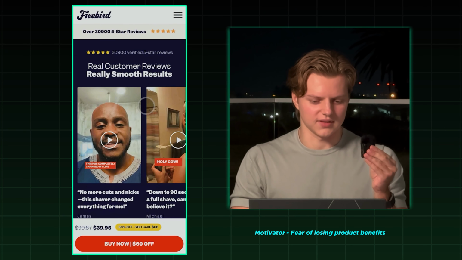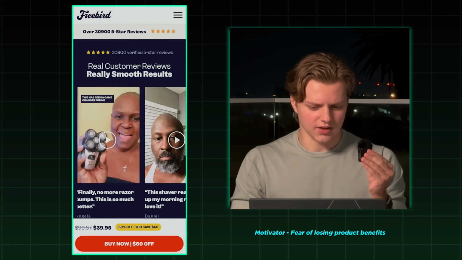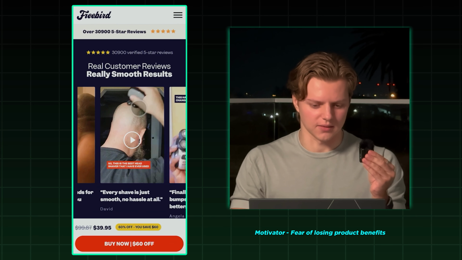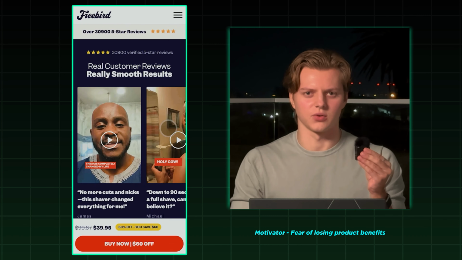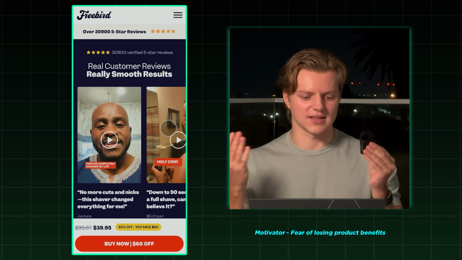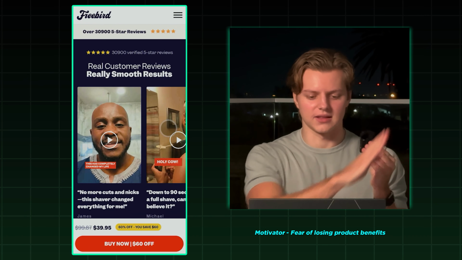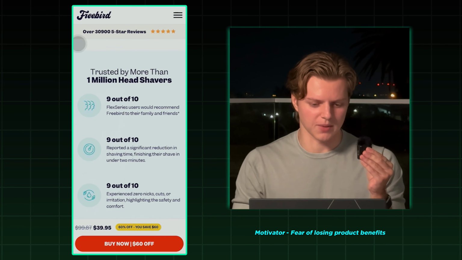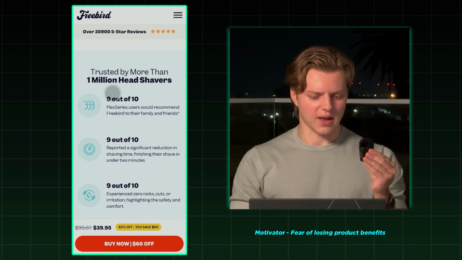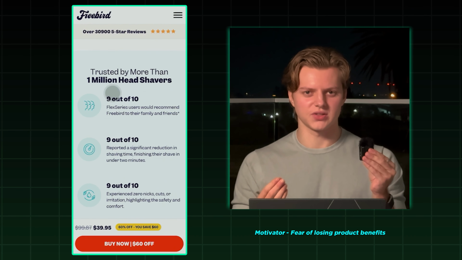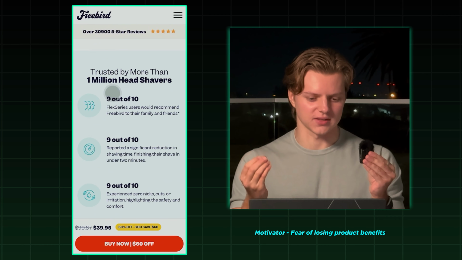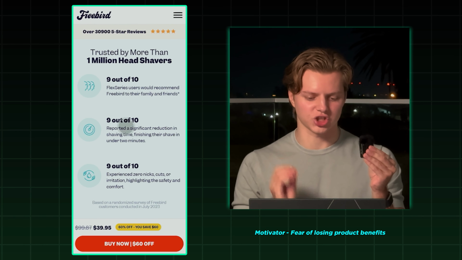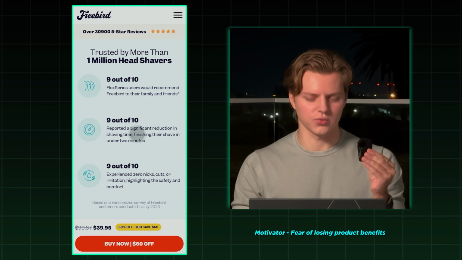Then moving down, they have a testimonial UGC slider section with people who I would relate to if I were in the market for this product, explaining their experiences and how much better their life is now using this, further amplifying the timeline where you have this product. And then they have an authority section: trusted by more than 1 million head shavers, putting emphasis on the benefits people are experiencing and how many of them actually experience this. So 9 out of 10 would recommend, 9 out of 10 reported a significant reduction in shaving time, finishing their shave in under 2 minutes.